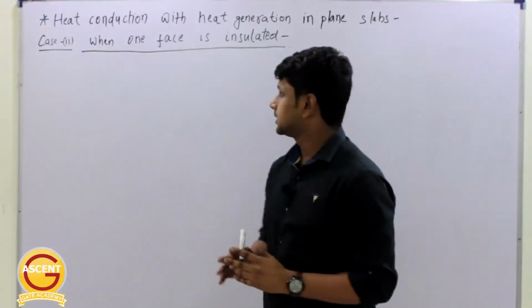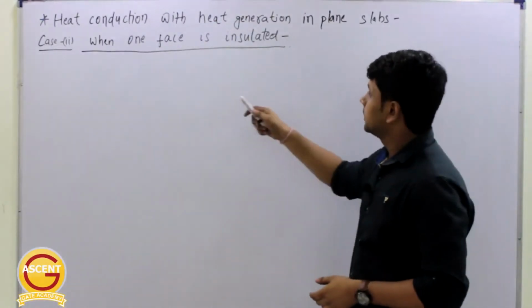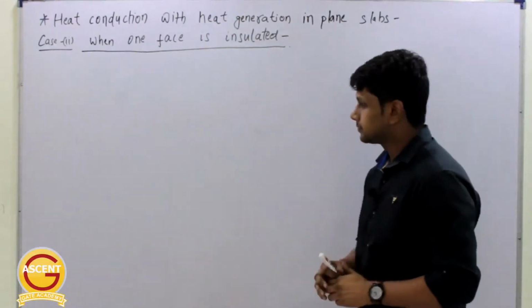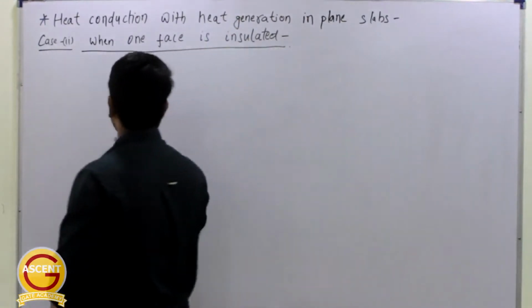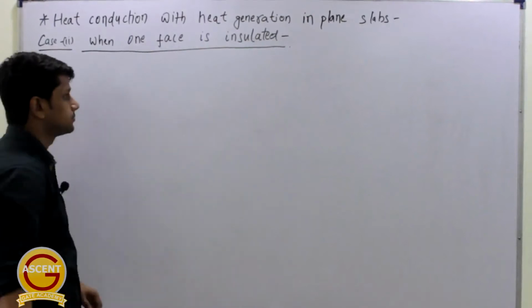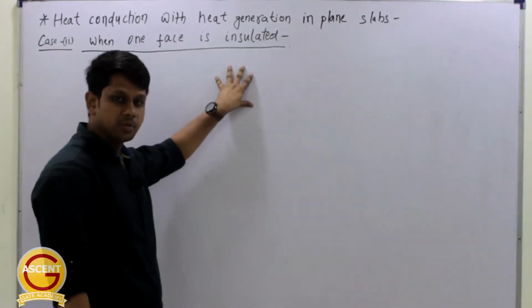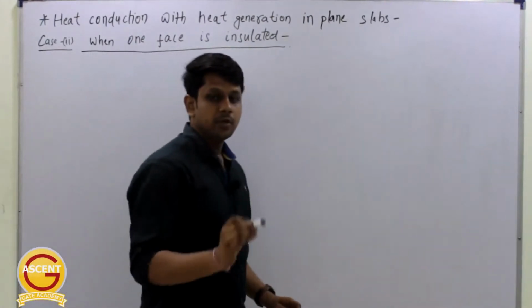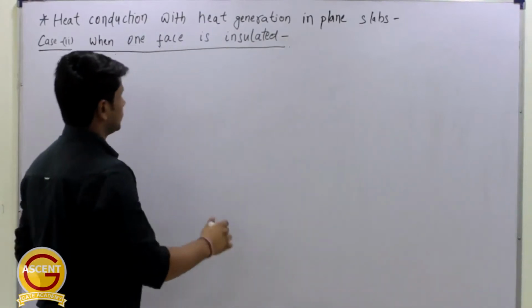Okay, now we'll see the third case of heat conduction with heat generation in plane slabs. So the third case is when one of the faces is insulated. So what do we mean by insulated? There will be no heat transfer from one of the faces.